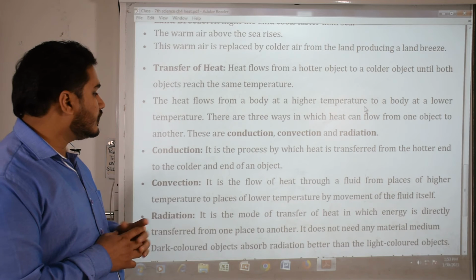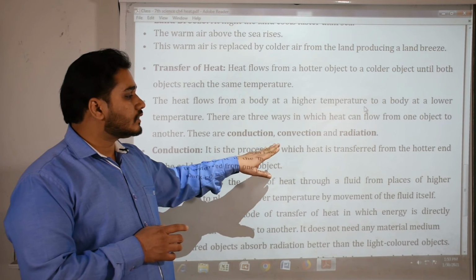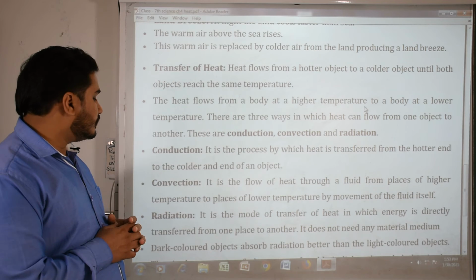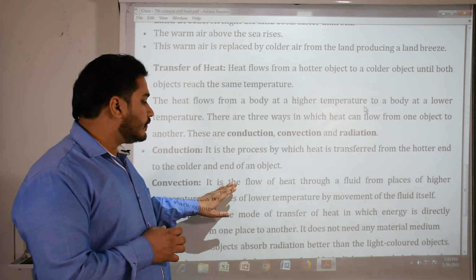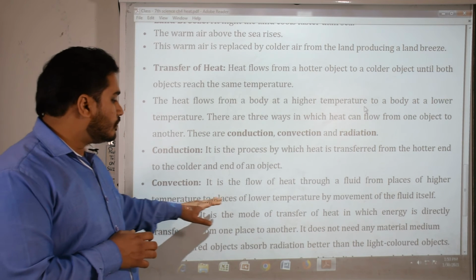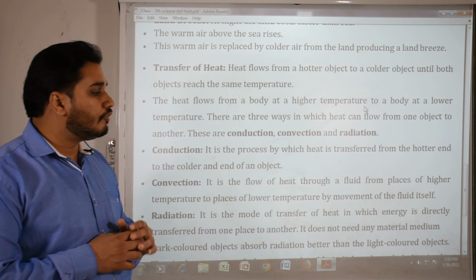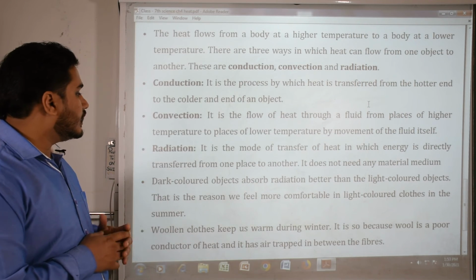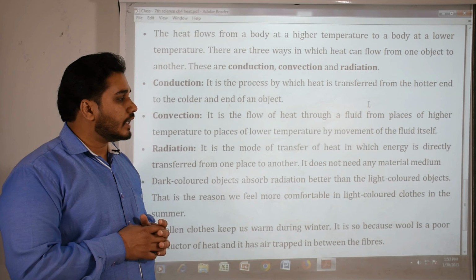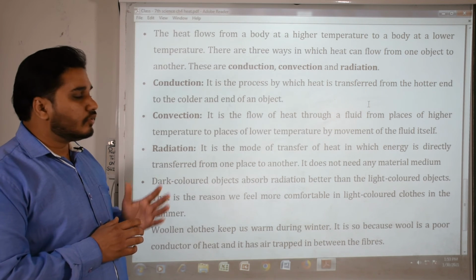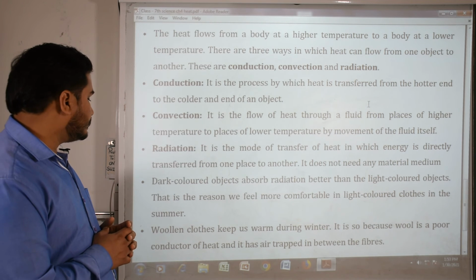Conduction, already discussed. It is a process by which heat is transferred from the hotter end to the colder end of the object. Then convection. It is a flow of heat through a fluid from places of higher temperature to places of lower temperature by movement of the fluid itself, that is liquids and gases. Then radiation. It is a mode of transfer of heat in which energy is directly transferred from one place to another. It does not need any material medium.